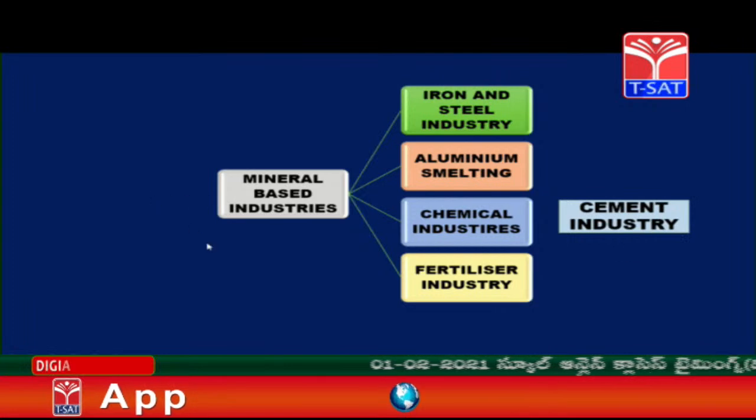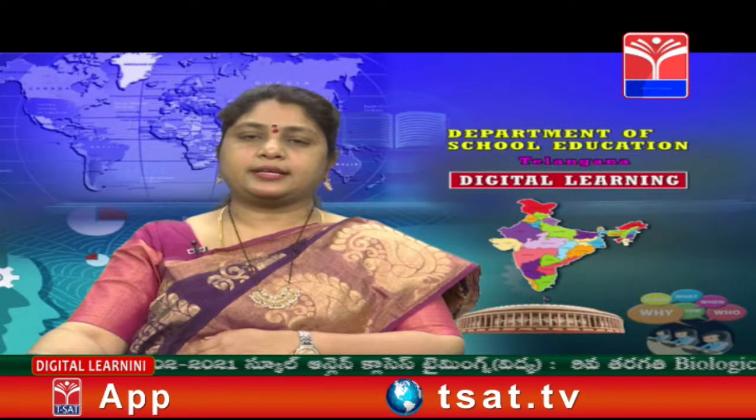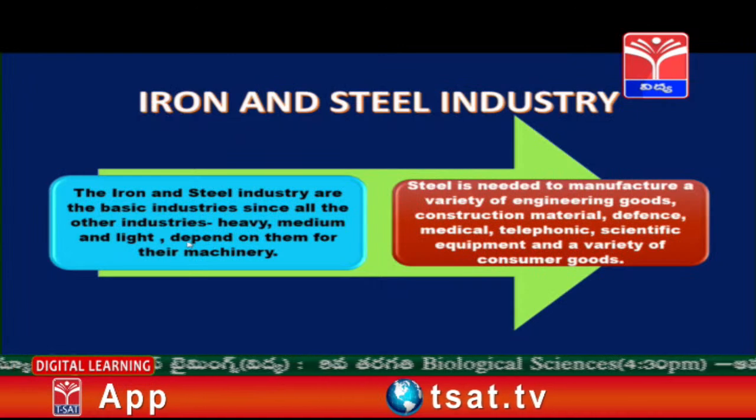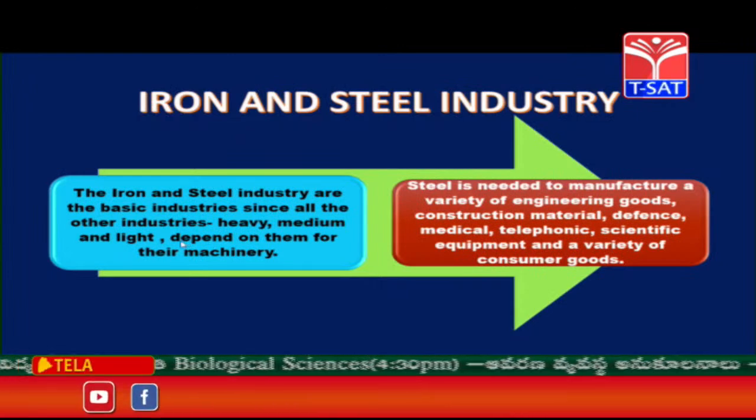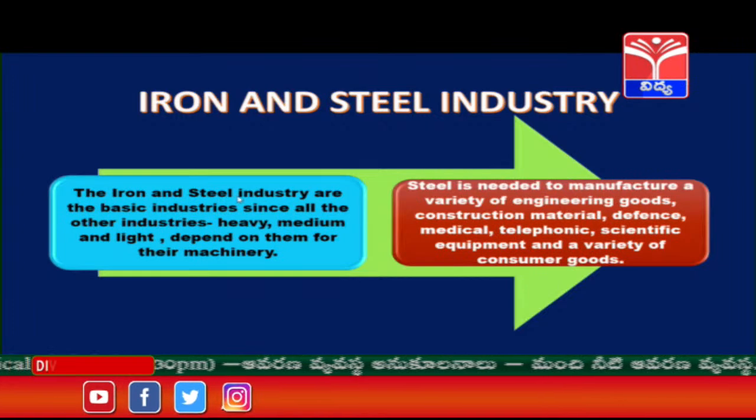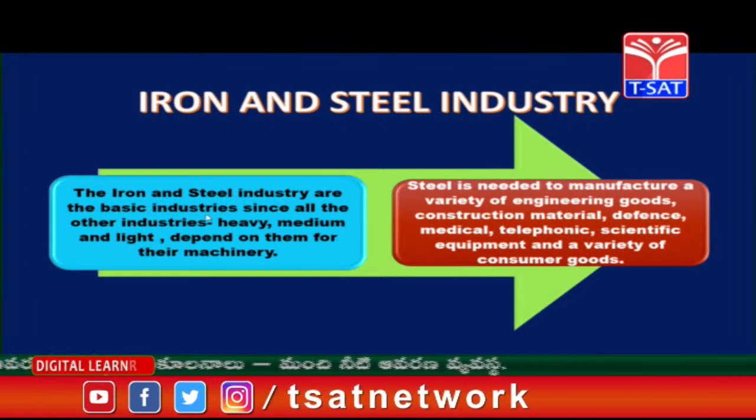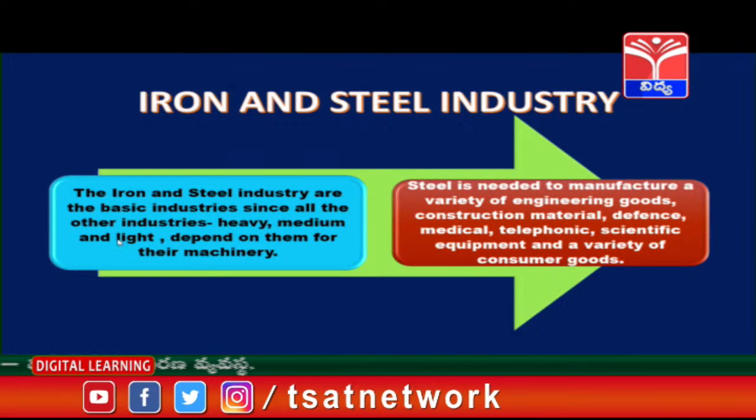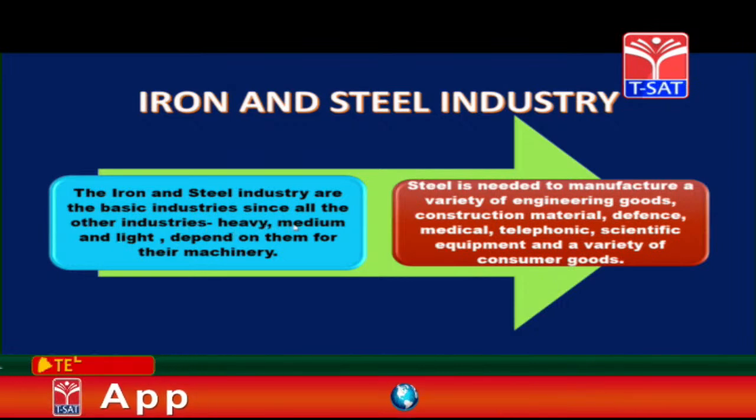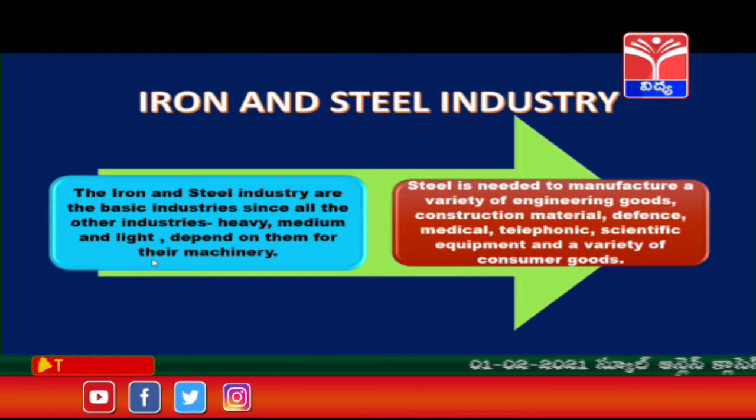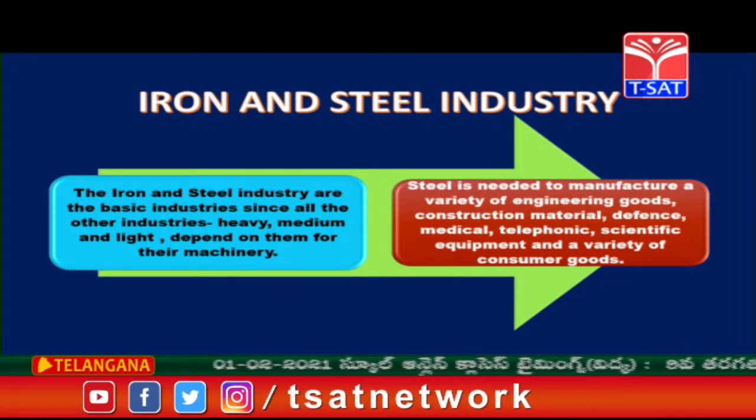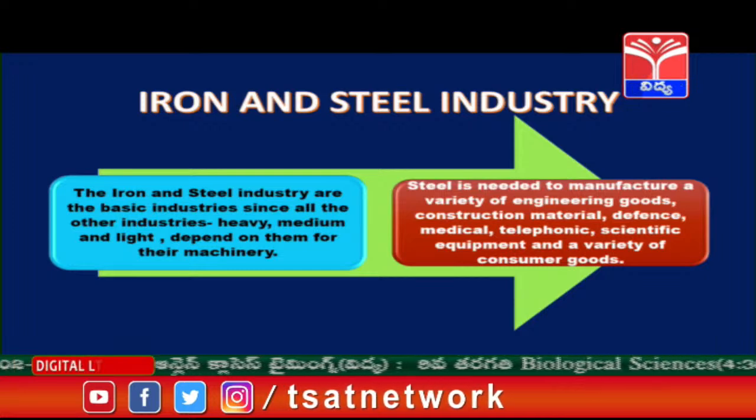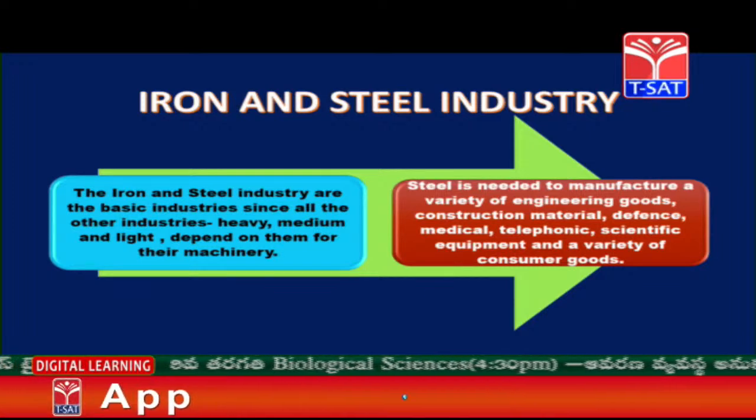Let's learn them in detail now. First one, the iron and steel industry. As I told you, it is the backbone of any other industry. The iron and steel industry is basic since all other industries, whether heavy, medium or light, depend on it for their machinery. For any type of industry, what is the first raw material they use? They use iron and steel. So, it is called a basic industry.